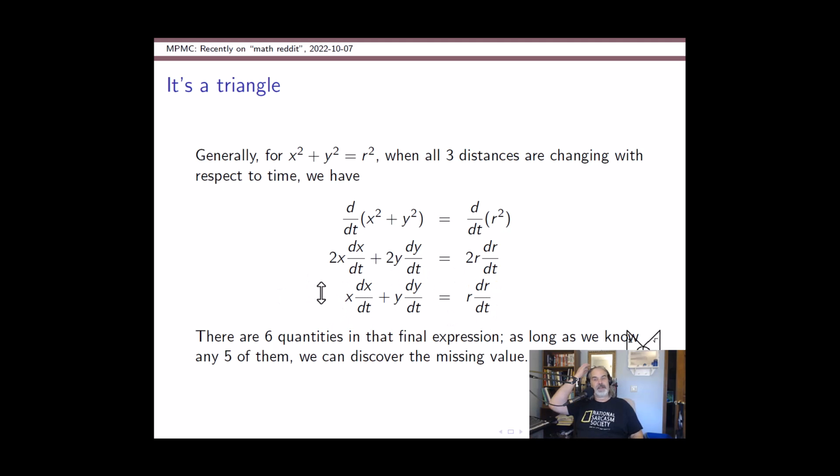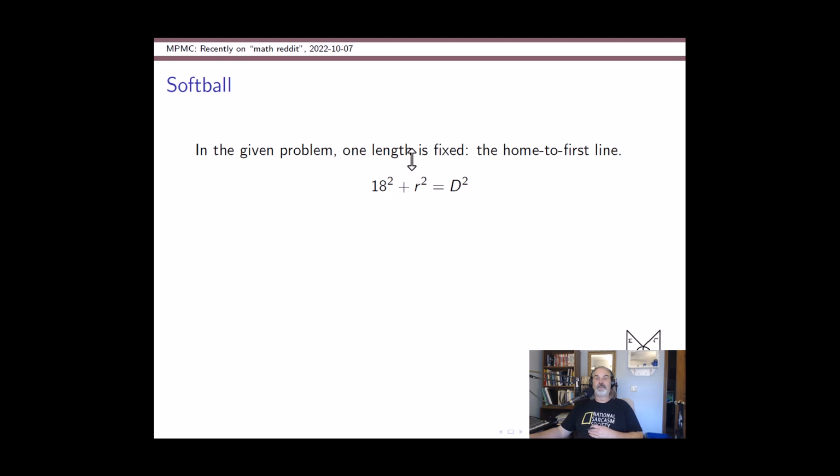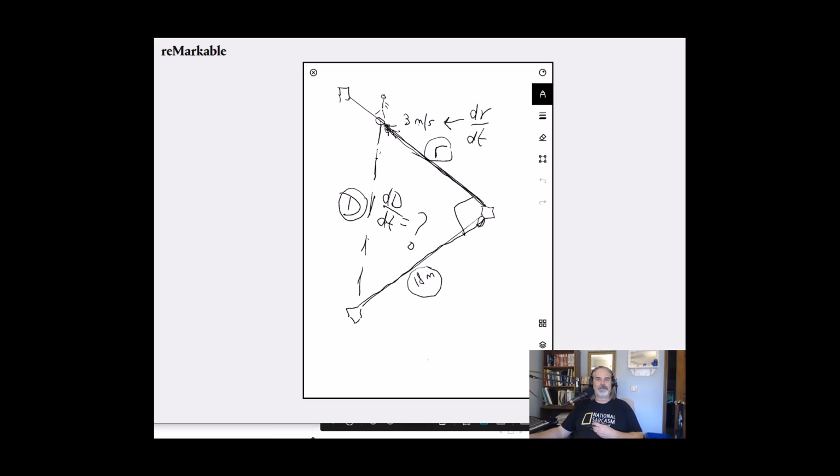We're actually relating 3 rates here. There are 6 quantities altogether, so as long as we know any 5 of them, we can discover the missing value. Now, that's in a generic triangle problem. Our problem's actually simpler than this because one of the legs of this triangle is fixed. It's not changing. So let's rewrite the Pythagorean theorem using our own lettering. The one leg of 18 is fixed, remember? First home to first has a fixed length.